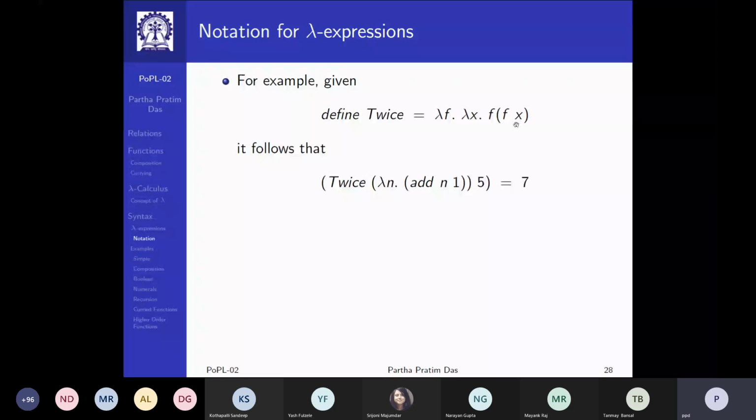If you think of this expression, what will happen? x is 5 and f is this lambda expression. So you are applying this lambda expression on 5, which means you will take n as 5 and evaluate this body, replacing n here. So this fx part becomes add 5 1, which is 6. Now what you have is f 6. What is f? f is this lambda n dot add n 1. Now instead of 5 here, think of 6. It will replace n by 6. So you have add 6 1, the result 7.